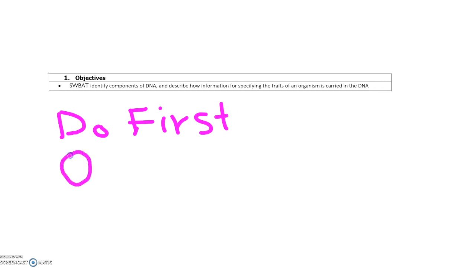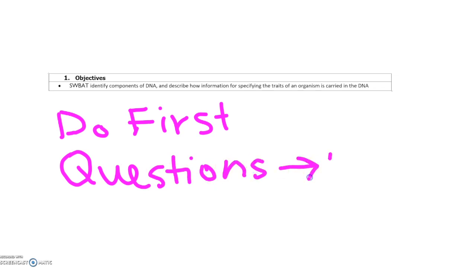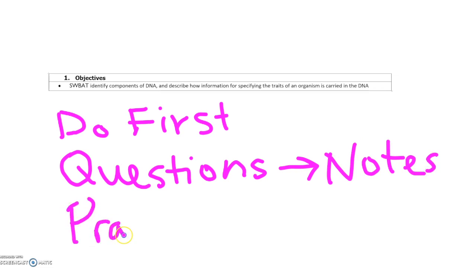The way this is going to work is there will still be your do first. Sorry if my handwriting is really bad. You will then go through a few questions with me together. And as I'm going through these questions, you are taking notes. Please take notes. And then you will do some practice on your own. That way you can be ready for your quiz when I see you next.